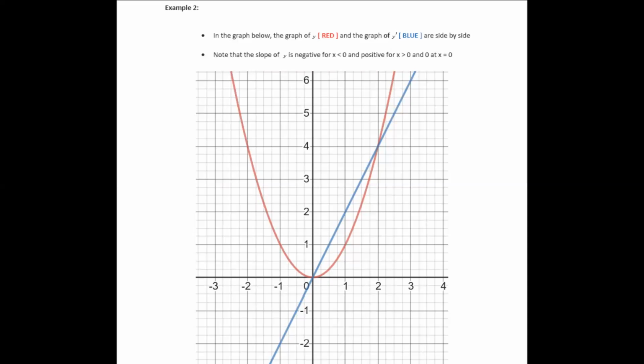Let me tell you what this graph happens to be. I'm going to tell you something you can do to practice. This red graph is the graph of y equals x squared. What's the derivative of x squared? 2x. And what's the slope of the line y equals 2x? 2. Well, what's the slope of this blue line? Well, it's 4 over 2, is it not? Or 2.